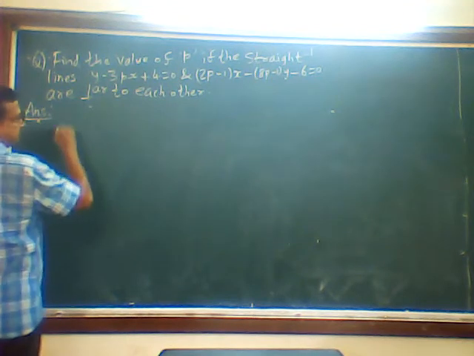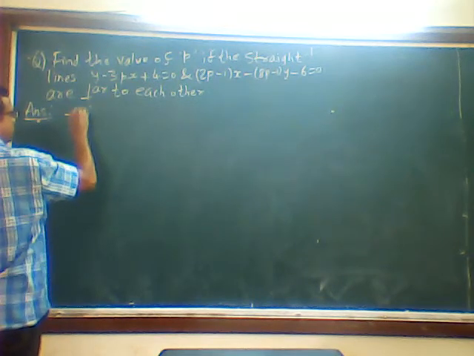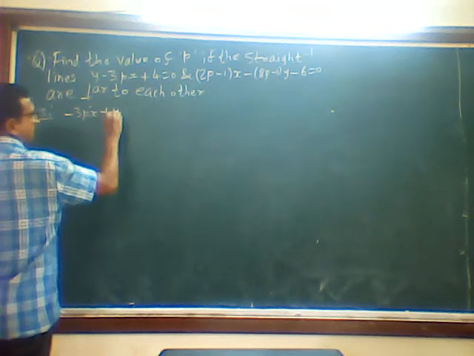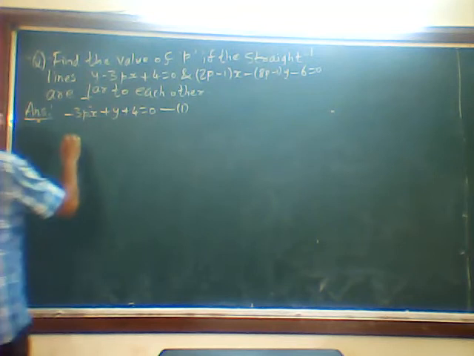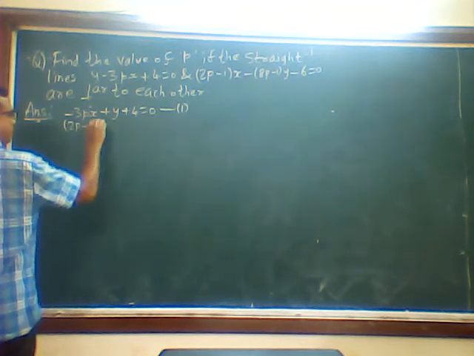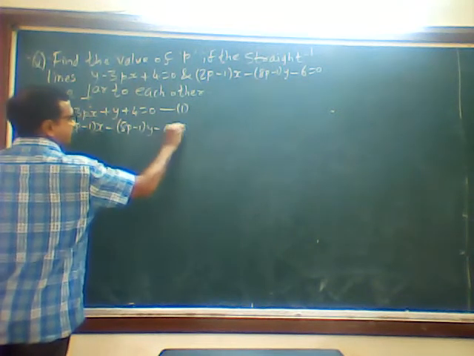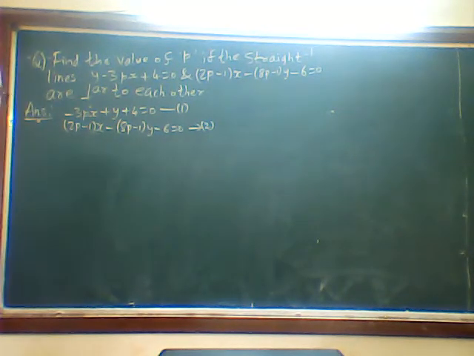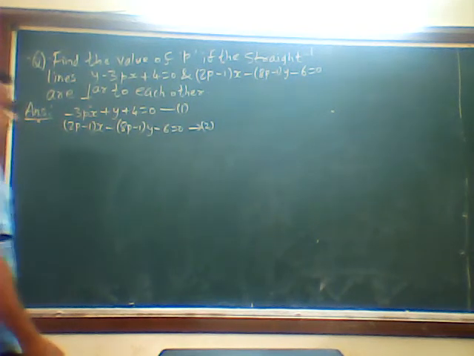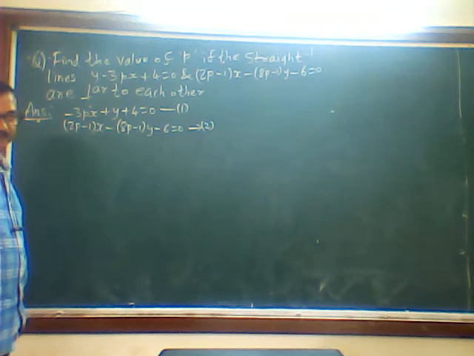First equation I can write as minus 3px plus y plus 4 is equal to 0. Equation number 1. Second one is 2p minus 1 into x minus 8p minus 1 into y minus 6 is equal to 0. Equation number 2. Then I will find the slope of the first line m1 and the slope of the second line m2. Since they are perpendicular, the condition is m1 into m2 is equal to minus 1, and I will put it and get the value of p.